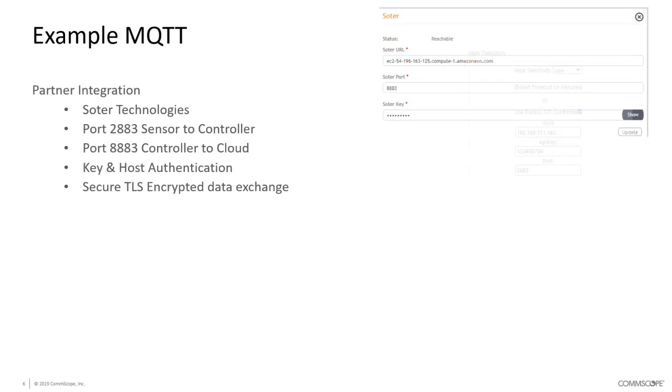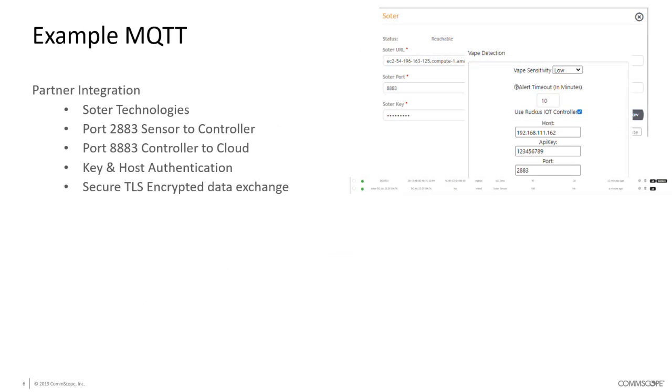So if we take an example of how MQTT is integrated within the RUCKUS IoT suite. So here is the example of how a partner product is integrated. So you can see in this particular case, this is a SOTA Technologies product. So we've integrated both the front end and the back end of their platform into the RUCKUS IoT suite. So we use the port 2883 to connect the sensor into the controller, and then we use a northbound port between the controller and their cloud to actually forward the data using MQTT into the SOTA cloud.